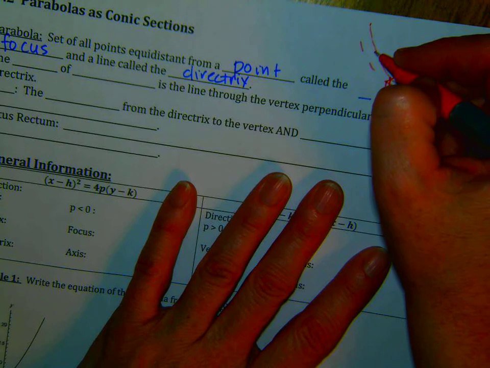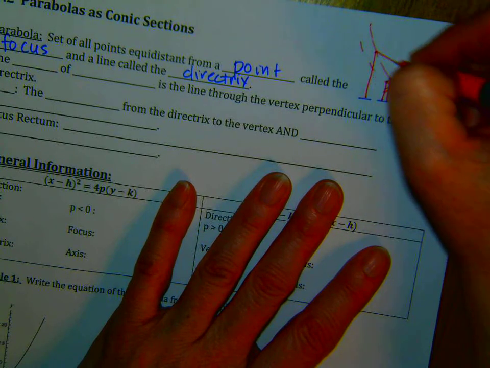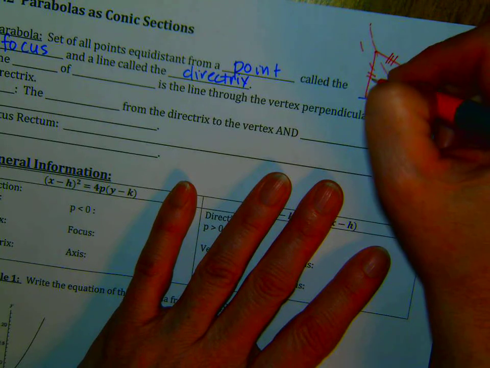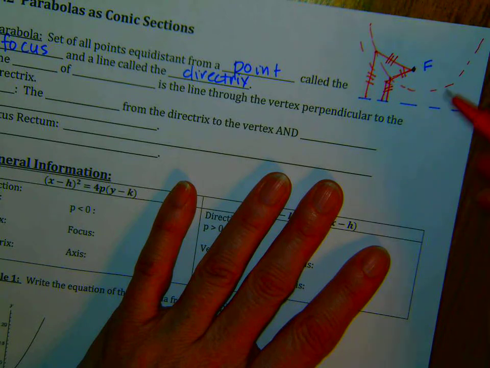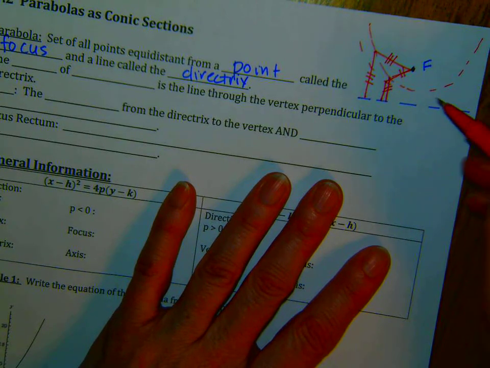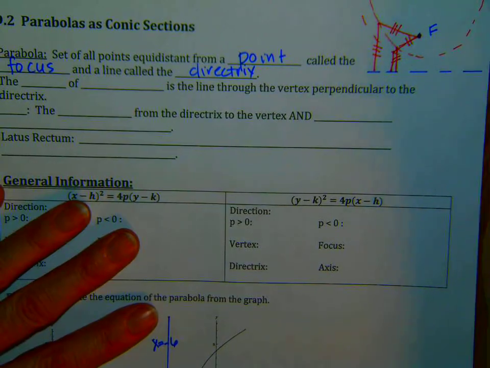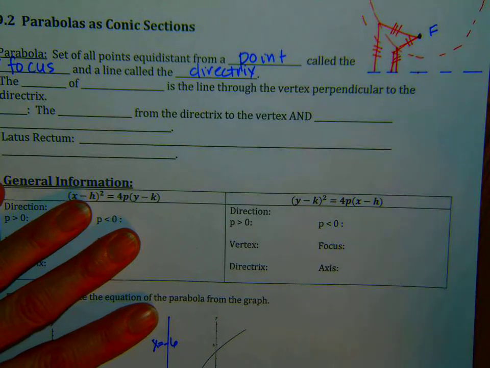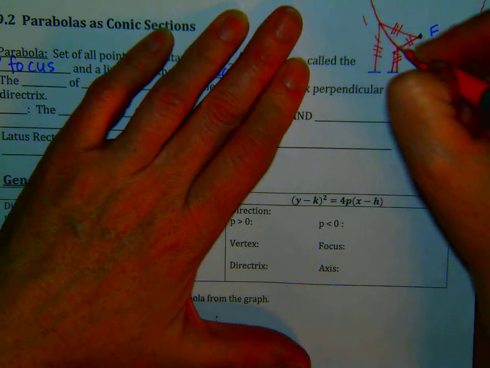If I take a line up here and I draw it down to the directrix and then I draw it to the focus, those lines are going to be exactly the same size. And that's going to be true anywhere on this parabola. So a parabola is the set of all these points equally distant from the focus and the directrix. That's what a parabola is. So let's draw this parabola a little bit better.